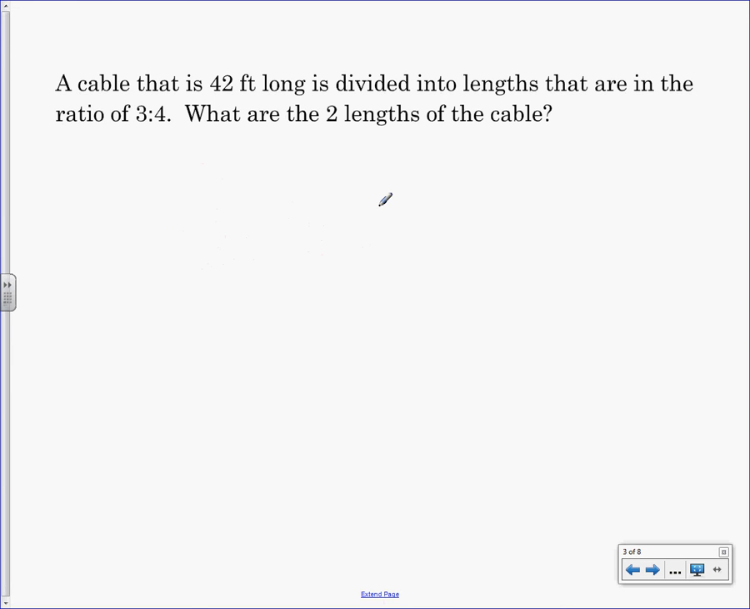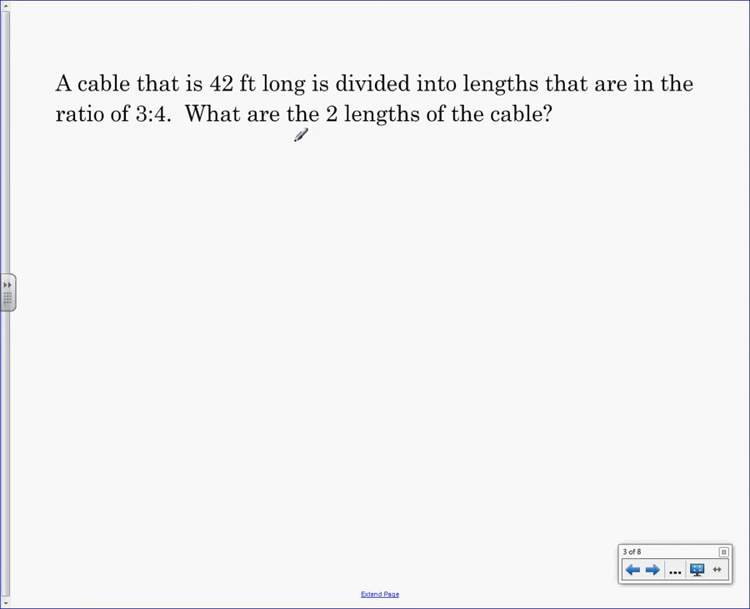All right. A cable that is 42 feet long is divided into 2 lengths that are in the ratio of 3:4. What are the 2 lengths of the cable? For something like this, I think you could probably guess and check your way to the answer, and that's fine. But I'm going to show you the mathematical way to get there for when it's not that easy. I don't know that you're going to be able to come up with that on your own, so I'm just going to show you what to do, and that's what you always do, okay?